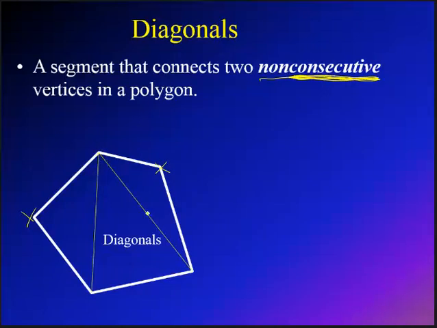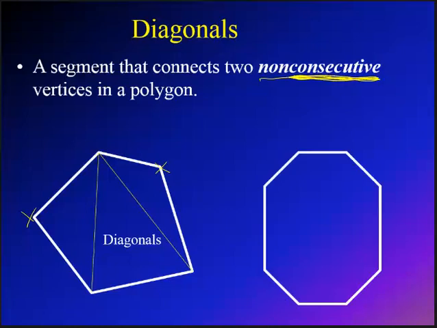How many diagonals can we draw in this figure? This is a pentagon. 1, 2, 3, 4, 5. We're able to draw 2 diagonals. Here we have a 1, 2, 3, 4, 5, 6, 7, 8. So this would be an octagon. How many diagonals can we draw from this vertex in this octagon? We can't draw it to here, and we can't draw it to here because those are right next to it. We need to draw it to the other 5. So we can draw 5 diagonals there.